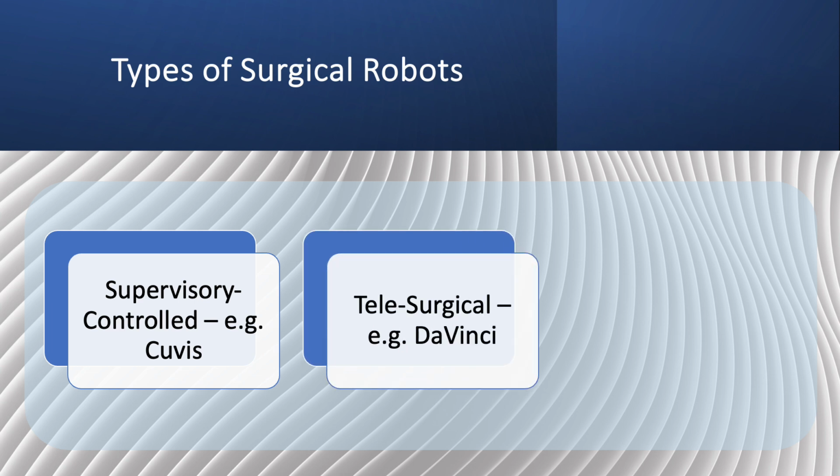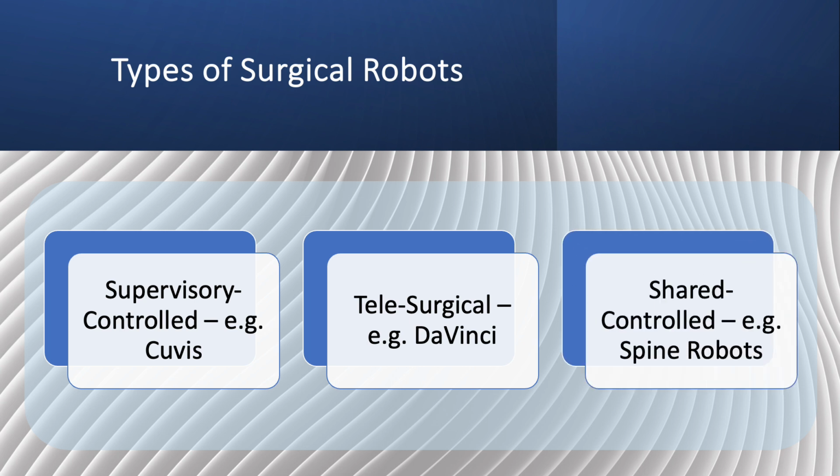2. Telesurgical robots. These robots are controlled remotely by the surgeon, often through robotic effector arms as seen with the Da Vinci surgical system. 3. Shared controlled robots. Here, the surgeon plans the surgery, and the robotic arm ensures precision by locking into a specific trajectory and restricting movement to 2 degrees of freedom. Most robotic systems used in spine surgery fall into this third category.